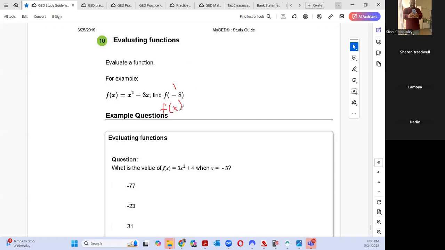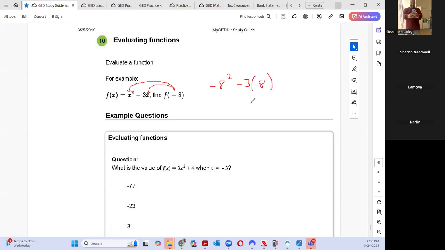This is how a function looks, f of x. So if you're saying f of minus 8, what you're really saying is x is equal to -8. So everywhere I see x, I'm going to put -8. So -8 squared minus 3. Now, when you multiply, I'm going to use parentheses.